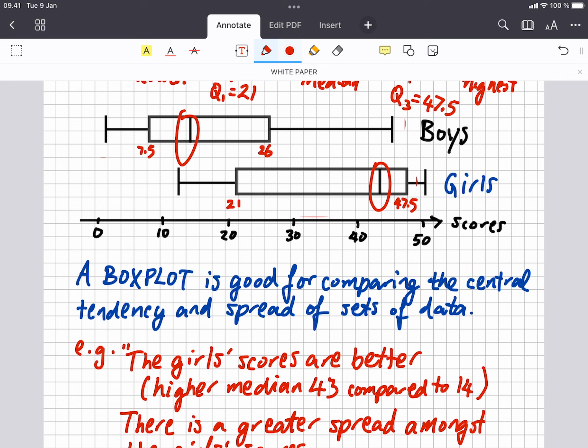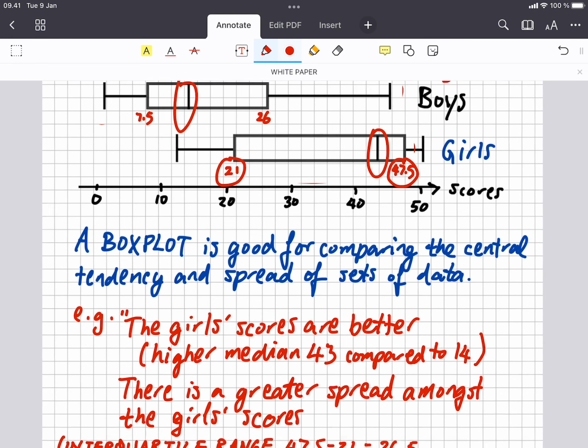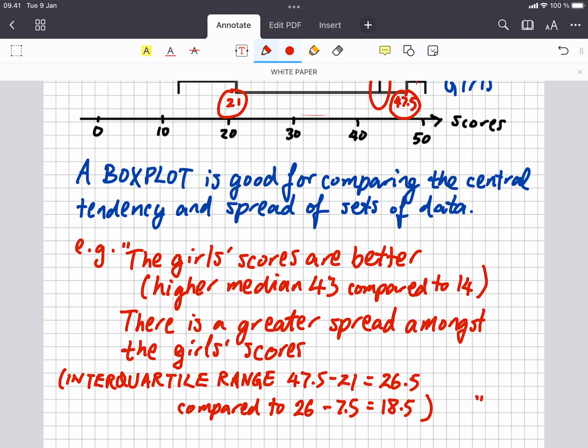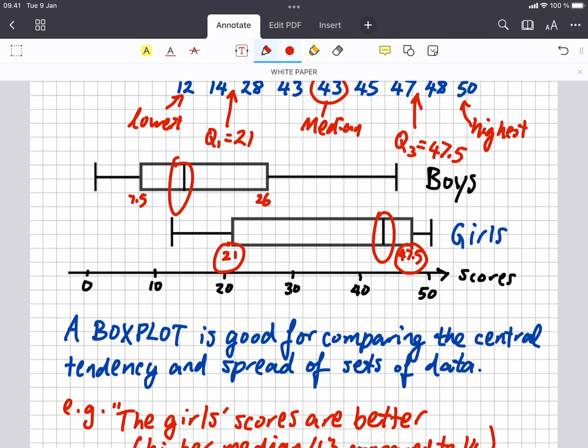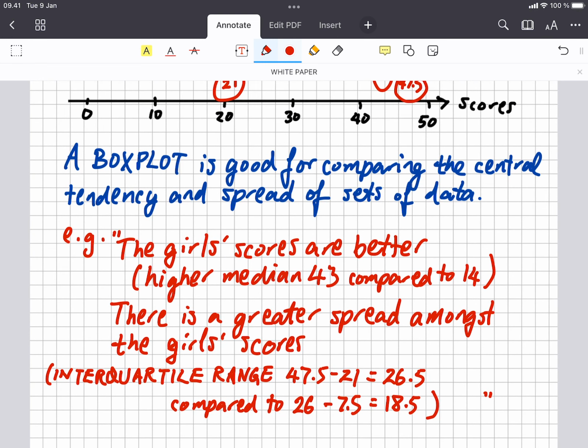And you can talk about the interquartile range. So the upper quartile for the girls is 47.5, whereas the lower quartile for the girls is 21. So the interquartile range is 47.5 minus 21, which is 26.5. So the interquartile range is the spread of the middle 50%. And that's compared to the boys, where the interquartile range is 26 minus 7.5. So the middle 50% for the boys only has a spread of 18.5.